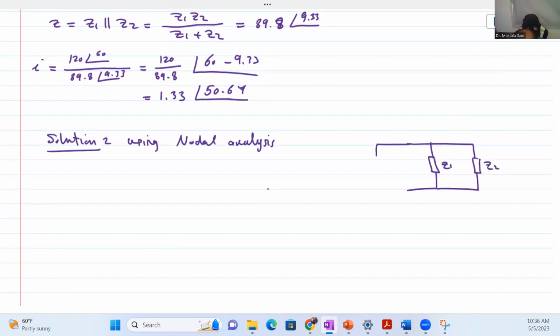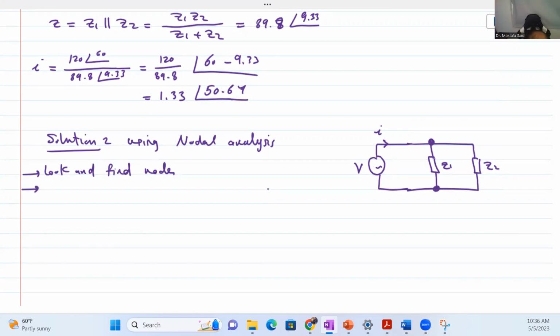Z1, Z2, and our voltage source V, and this is the required R. What we learned before in nodal analysis: first we look at and find the nodes. Here, if you look, we have two nodes. We have this node here, and we have this node.